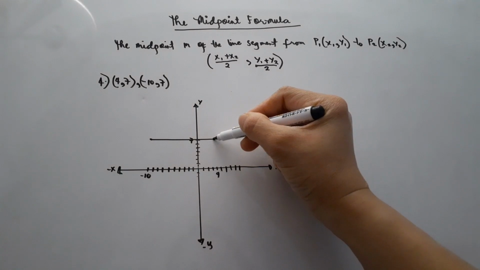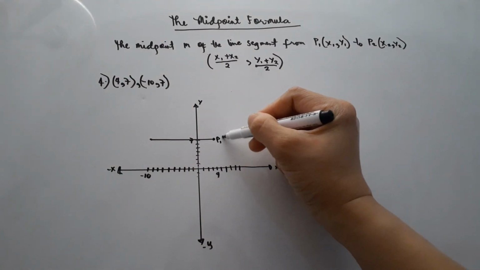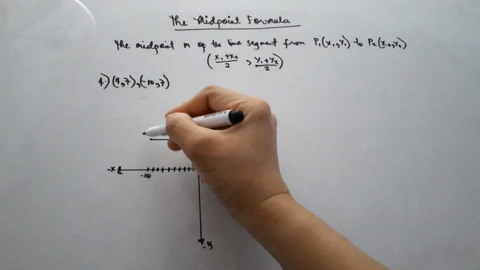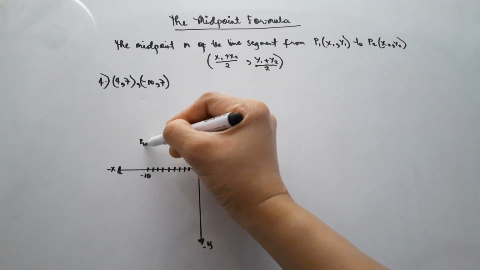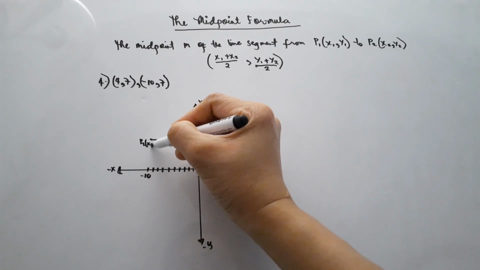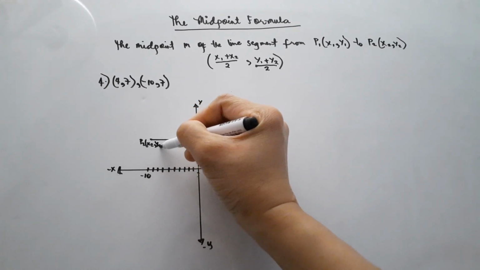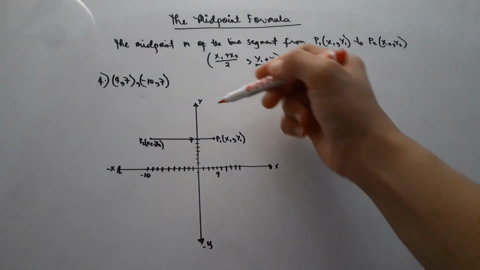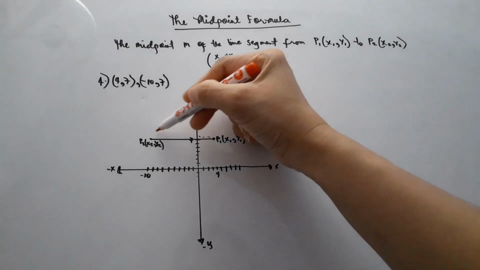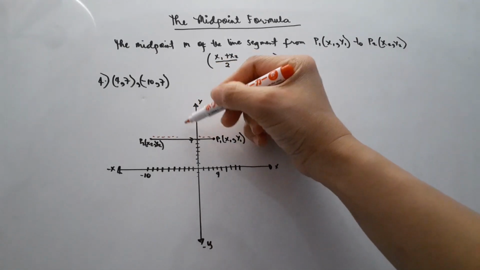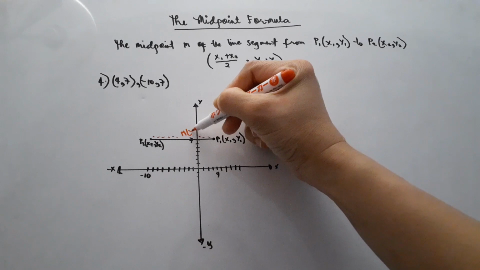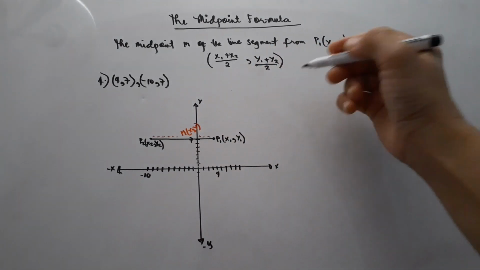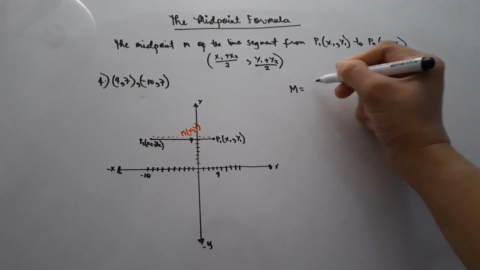This is our point 1. We have x sub 1 and y sub 1. And our point 2 is x sub 2 and y sub 2. And then we can find the midpoint here by solving the midpoint formula. So let's solve the midpoint by using the midpoint formula.